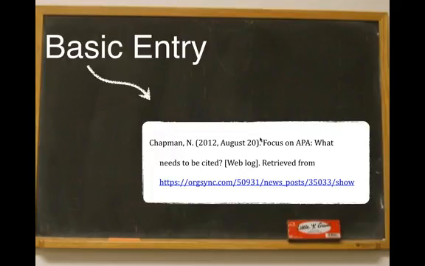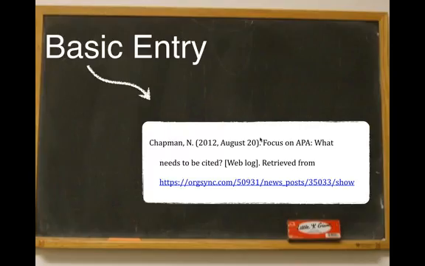In this example, we have a single author, but your source may have multiple authors, no author, or an organization as an author. The date in parentheses comes after the author. In this case, we're citing a blog, so we need the complete date, including year, month, and day. For some other types of entries, you only need the year. Again, you want to check examples for your specific type of source.